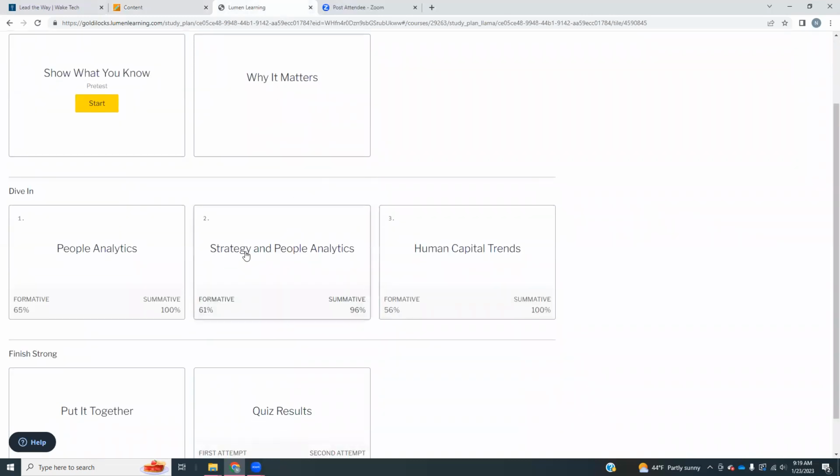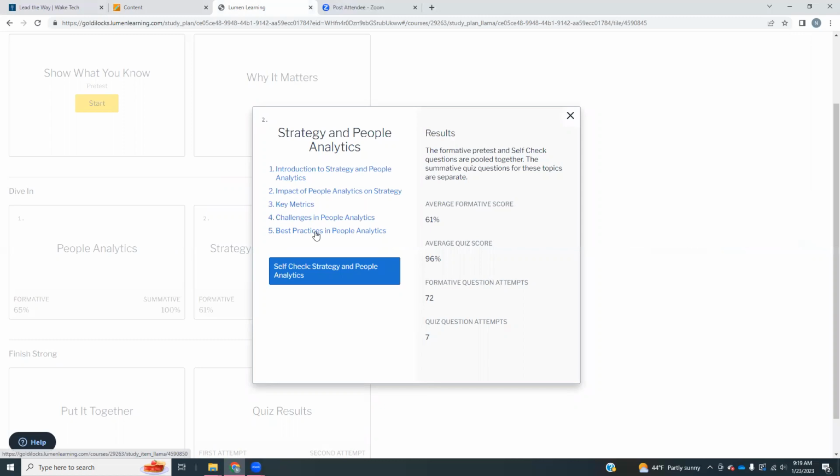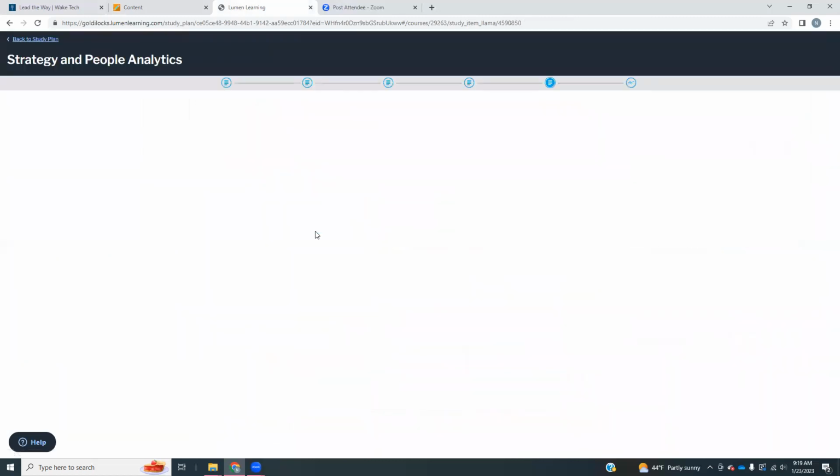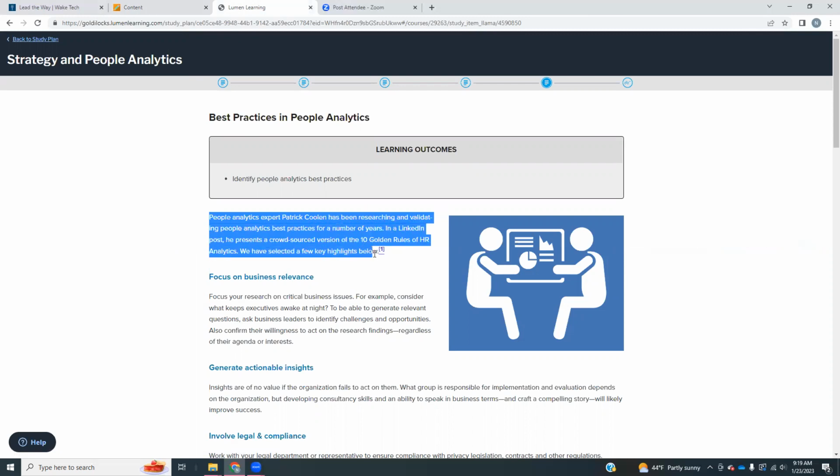If you look under Tile 2, Strategy and People Analytics, and in there are 5 subsections. If you look at best practices, now, of course, you're going to go through all the study plan in its entirety, but I am looking for the Golden Rules by Patrick Coolin. Please discuss these and not the other golden rules.